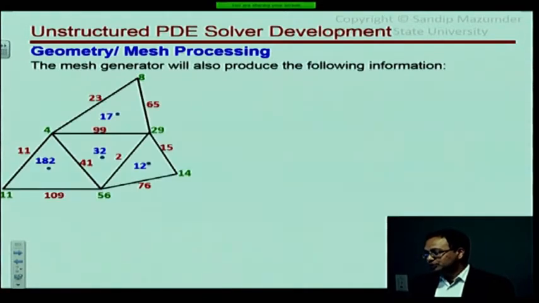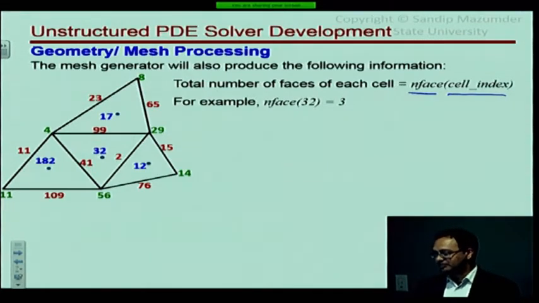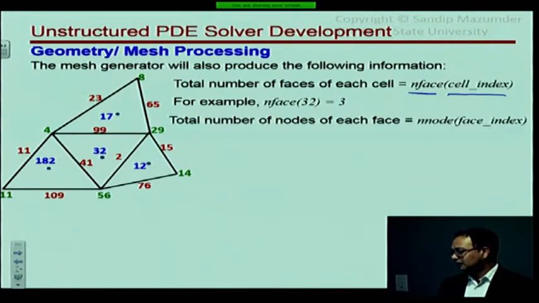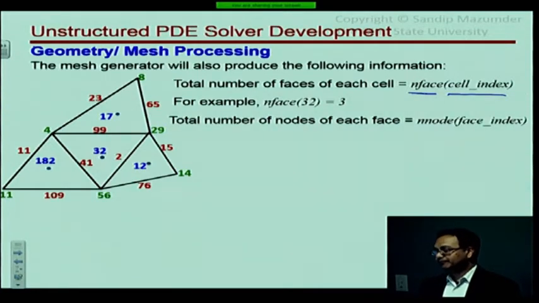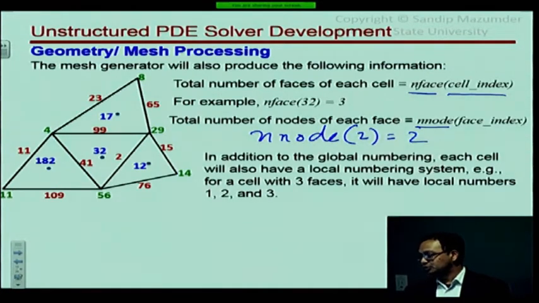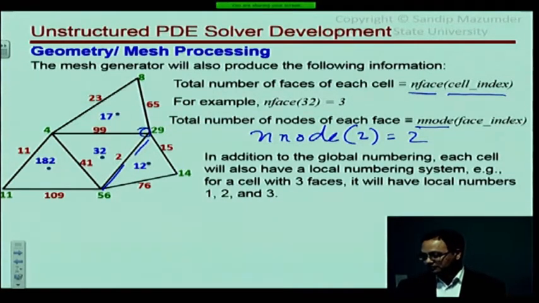It will also produce the following information: total number of faces of each cell. So for example, this is called N, let's say we call that N face with a cell index. So for example, N face of cell number 32 is 3. That's simply telling you that cell number 32 has 3 faces. Okay. Total number of nodes of each face. So for example, here it will be N node of 2 is equal to 2, because this face here, face number 2, has 2 vertices. Okay.